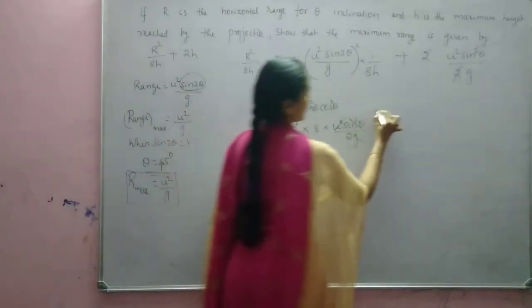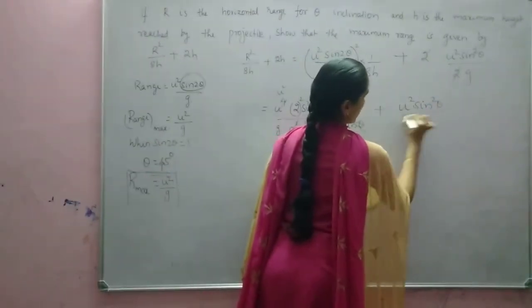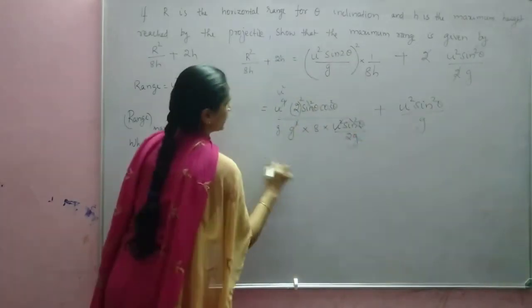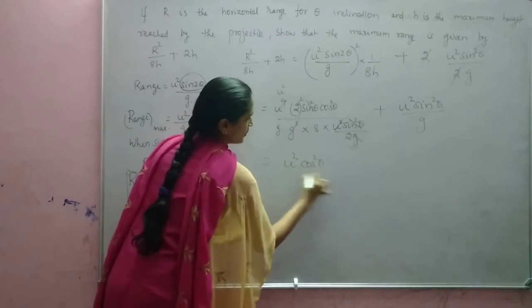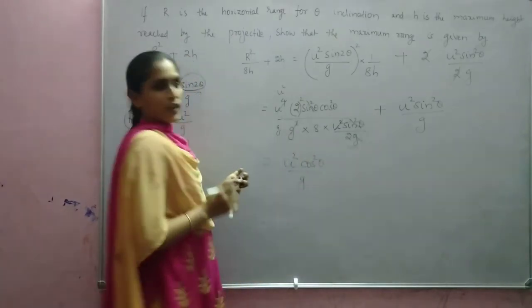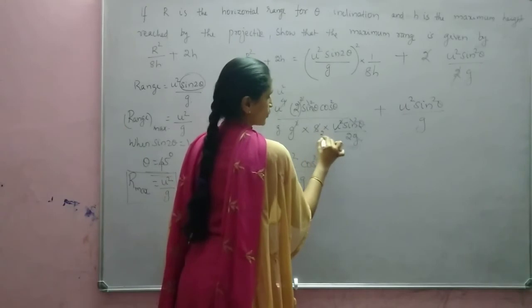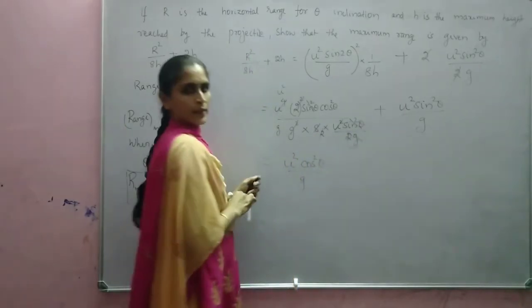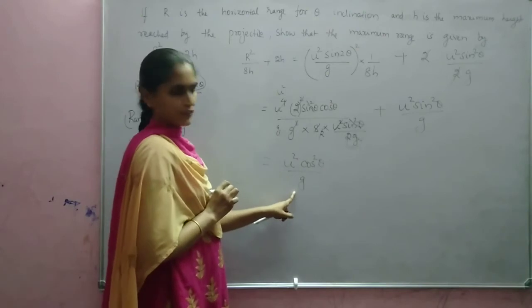So which term will be left? u square sine square theta by g. Here you will get u square cos square theta by g. All other terms will get cancelled. Here this will get cancelled, you will get 2, again this will get cancelled. Only cos square theta and u square by g will be left.